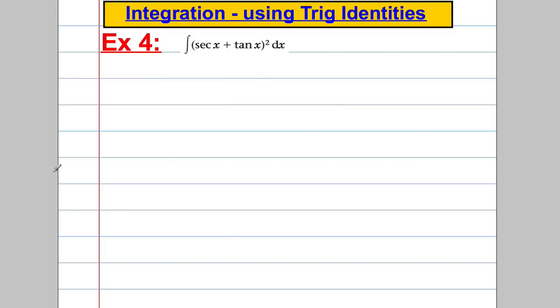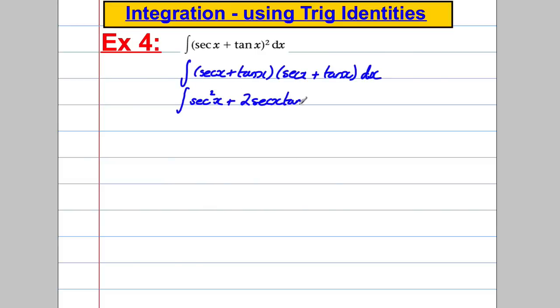Okay, let's have a go at this one: the integral of sec x plus tan x, all squared. Is that something I know how to integrate as such? No. There are no identities for sec and tan as such; there are identities that have sec squared and tan squared. So my obvious first step is to expand this. Remember, this is the integral of sec x plus tan x multiplied by sec x plus tan x. So the best idea is to expand this integral. That's the integral of sec squared x plus 2 sec x tan x plus tan squared x with respect to x.